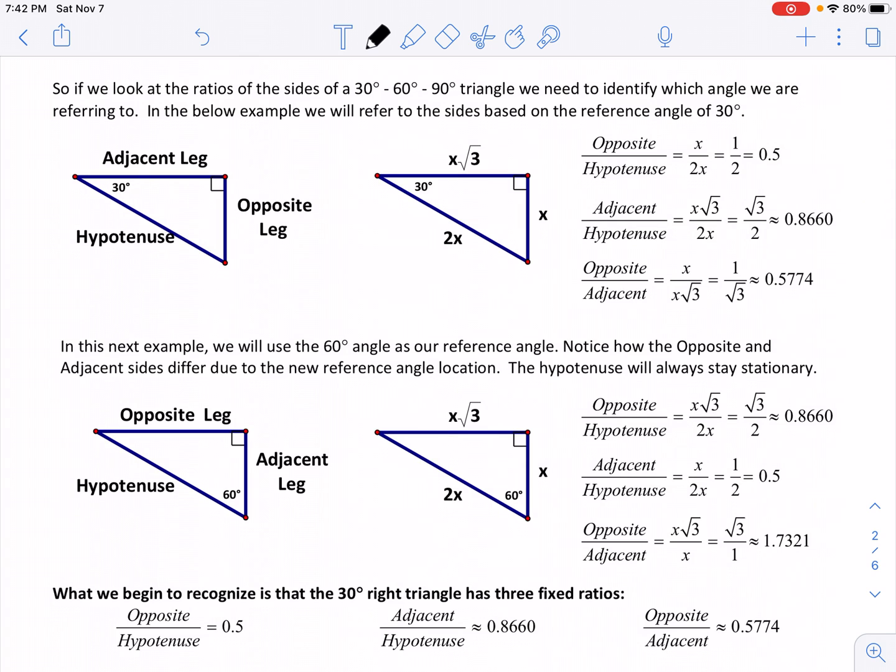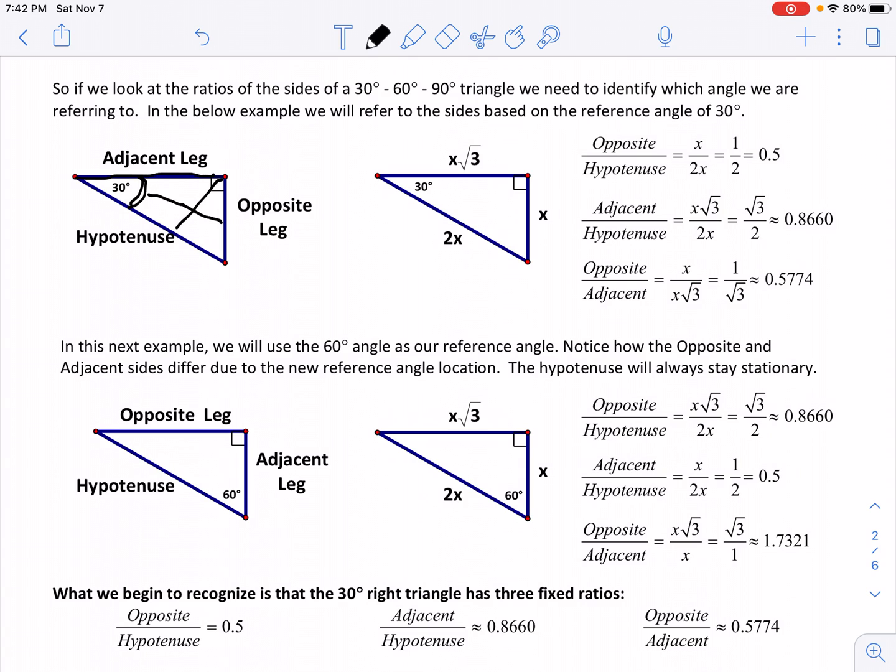What we want to look at is, based on those sides, we can start to look at different types of ratios that form because of the sides. So it says, look at the ratios of the sides of a 30-60-90 triangle. We need to identify which angles we're referring to. In this example, this 30 degrees would be our reference angle. Notice the hypotenuse is opposite our right angle. The opposite leg is opposite our reference angle. And the adjacent leg helps form our reference angle.